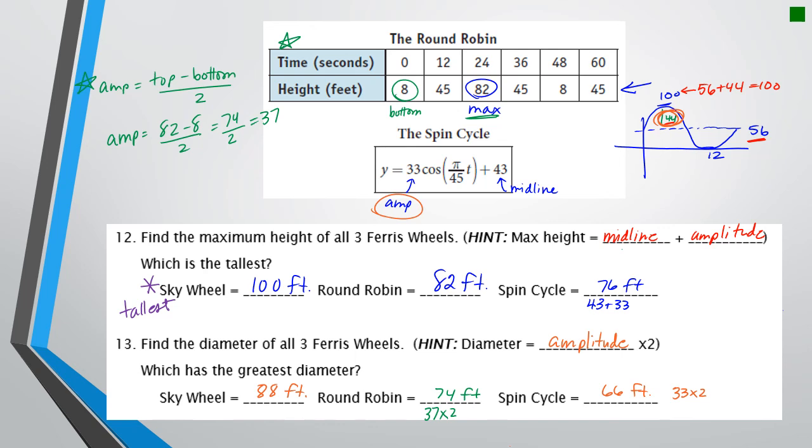Now the last thing it asks is, which one has the greatest diameter? And the answer is the one that's the largest, which again is Sky Wheel. So this one has the greatest diameter.